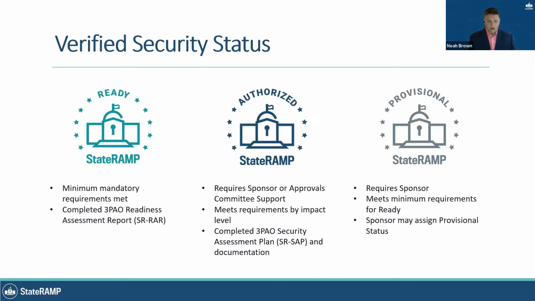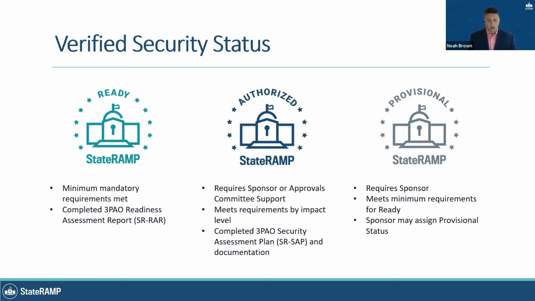So the verified security statuses, so we have StateRAMP Ready. That means you've met the minimum mandatory requirements. And again, Snapshot gives you a glimpse of that ahead of time prior to going through that full audit. That requires a completed 3PAO readiness assessment report, or RAR. We have the authorized status. That is where you've completed a full StateRAMP security assessment report, or SAR, with the 3PAO. It means you've met all the control requirements by impact level.